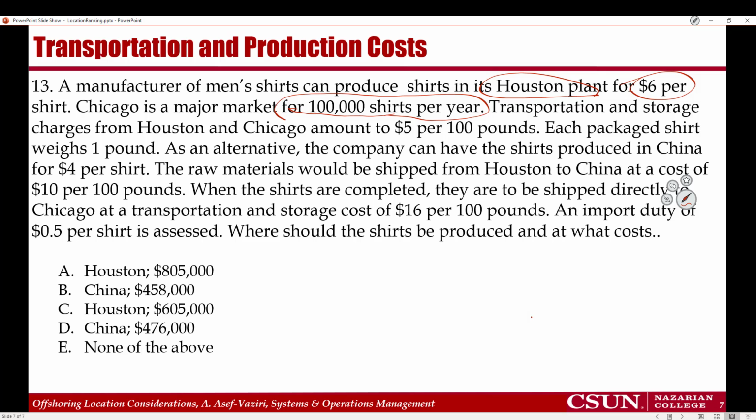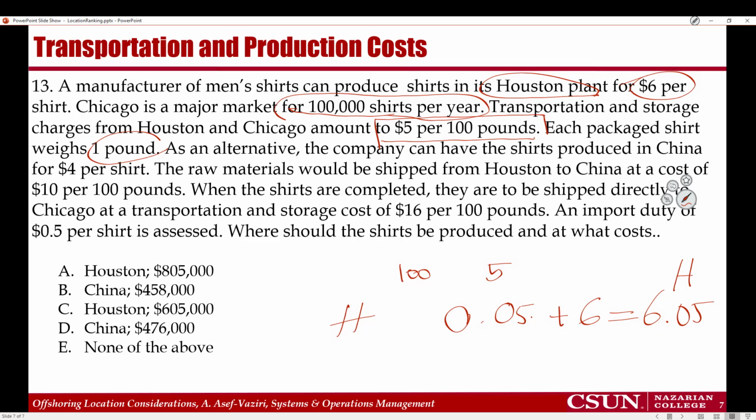Transportation and the storage cost at Houston is $5 per 100 pounds. And each packed shirt weighs 1 pound. For 100 shirts, we need to pay $5 for transportation cost, and therefore for one shirt, it is 0.05 if we are doing it in Houston. And production cost is 6 per shirt, therefore the total cost is 6.05 if we select Houston.